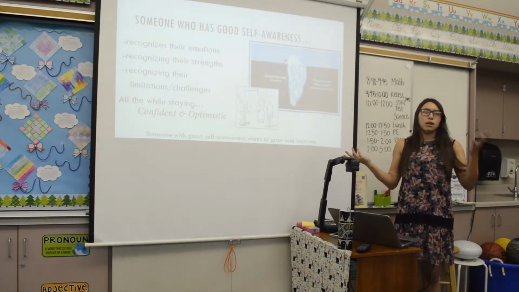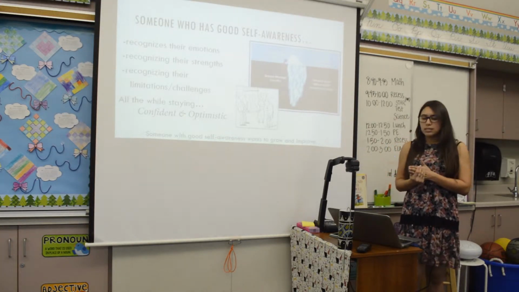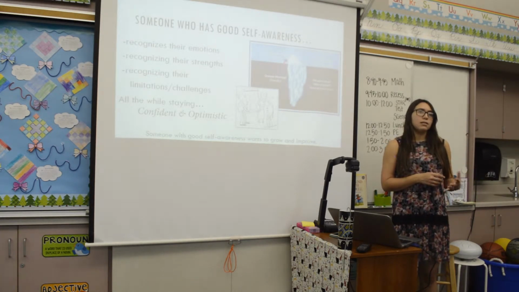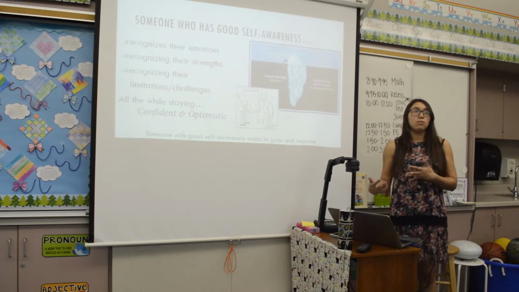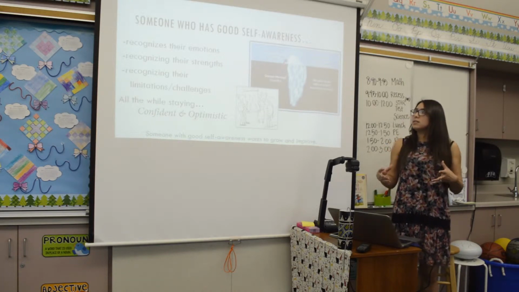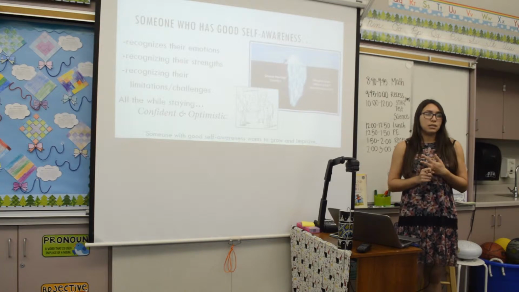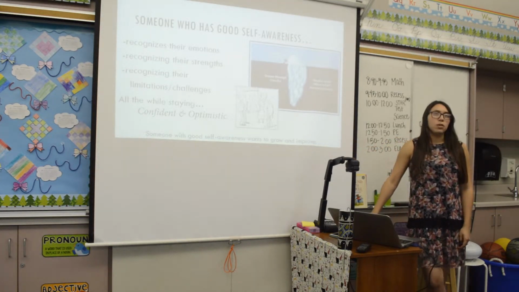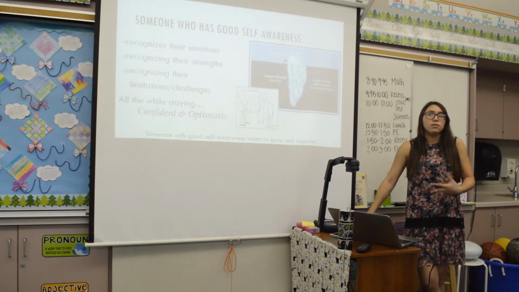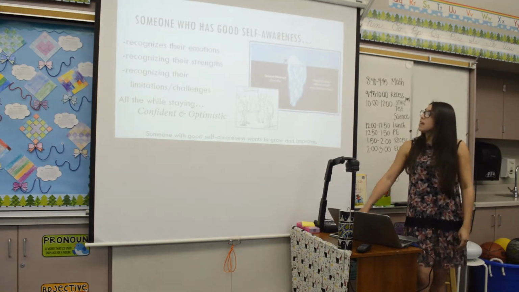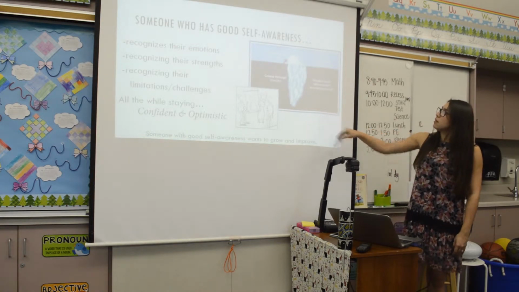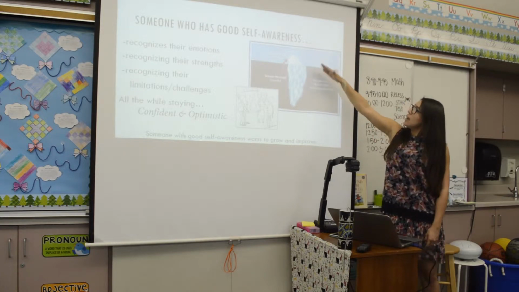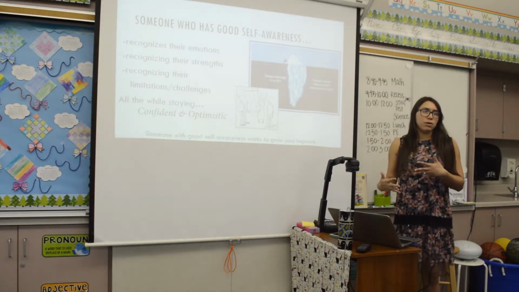So someone who has good self-awareness recognizes their emotions, they recognize their strengths that they have, things they're good at, but they also can recognize their limitations and their challenges, things that they need to improve in. But during this process, they make sure that they're staying confident and optimistic. And then I also put that someone who has good self-awareness wants to grow and improve. So they actually want to do that and they're going to seek out growth. And I have a couple little pictures that just show that. This one's just like an iceberg, there's the surface message and then the deeper. They want to go a little deeper and grow.